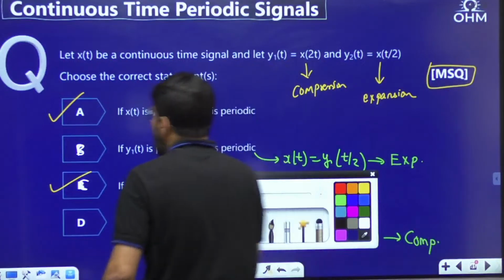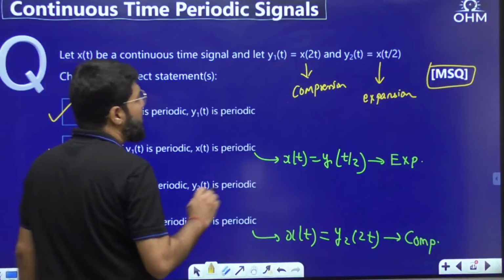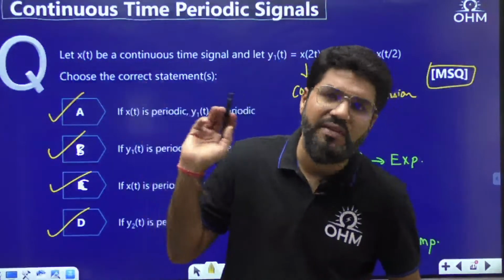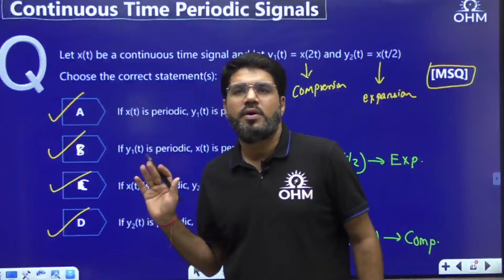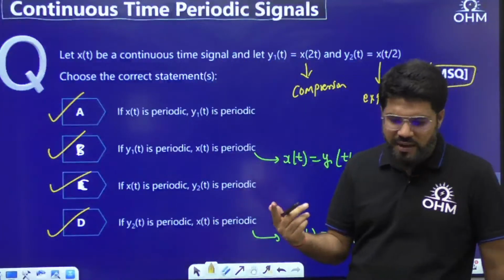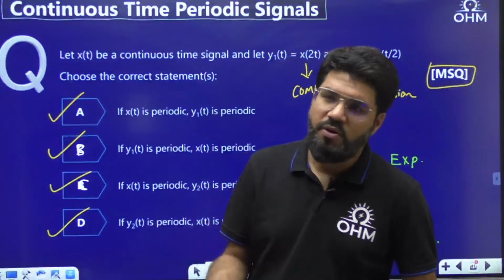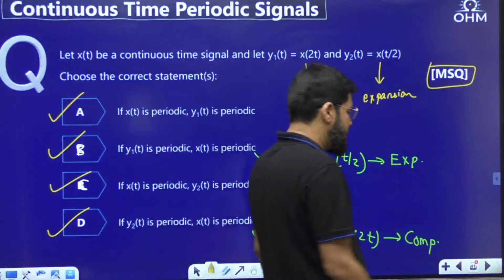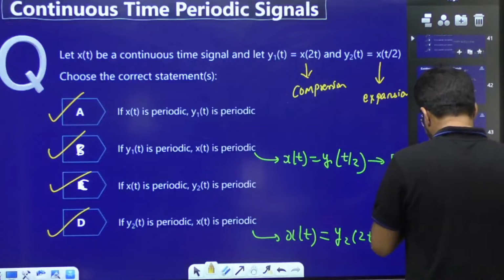Yes, it is periodic, and it was an MSQ question, and we have already discussed a lot of times MSQ, multiple select question, one or more than one can be correct. So here all are correct. Sometimes maybe one correct, maybe two, maybe three, maybe all four. So this is an MSQ question with all four options correct.